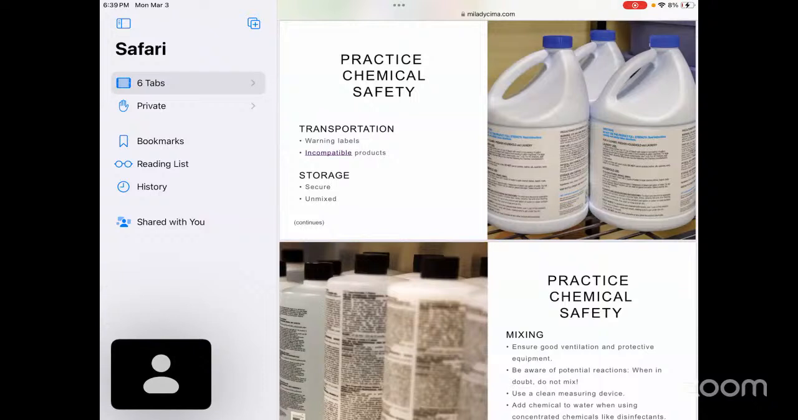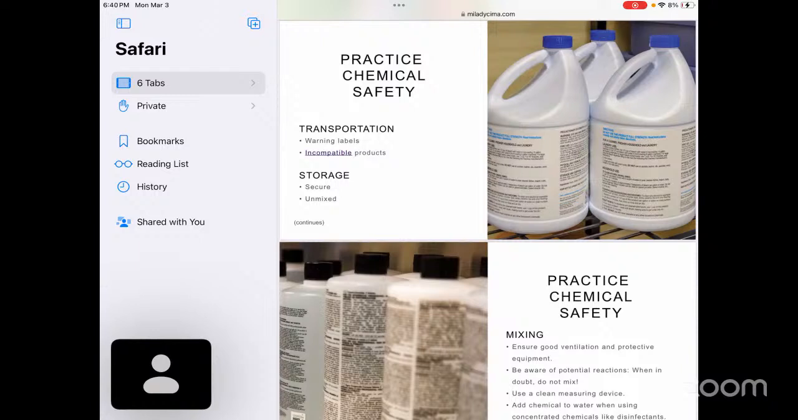We practice chemical safety. We look at transportation. The transportation of chemicals, safety, warning labels, okay, incompatible products. So yes, we have warning labels. You have to understand that sometimes Europe has products that America does not approve. That means because you're in America, you cannot use that. And if you fly over there and try to bring it back, they're going to take it out of your bag. So there are certain things that cannot be used in the United States unless it has FDA approval. All right. And so that's the incompatible products. It has to be FDA approved.